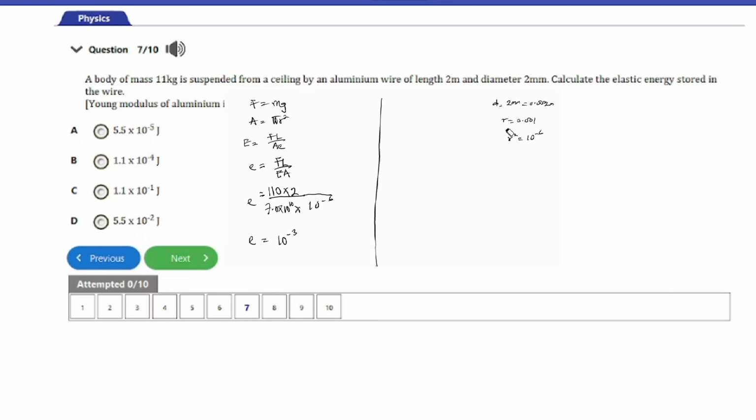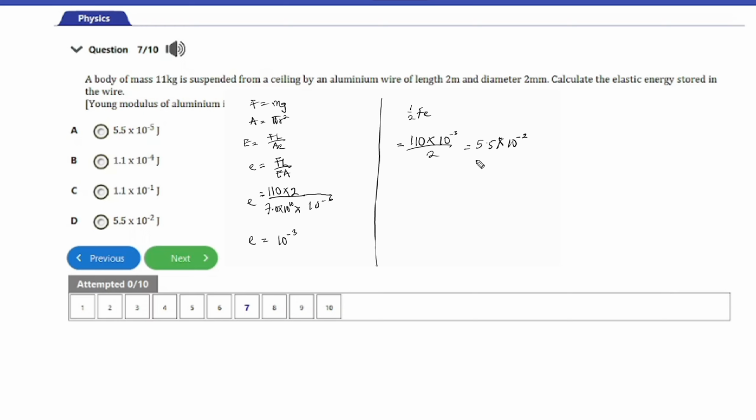In that case, since the elastic energy stored in the wire can be calculated as half Fe, we're going to have half Fe, where F is the force here, which is 11 kg times 10 meter per second squared. That's 110 newtons. So the force here, 110 times the e, 10 to the power of negative 3, then over 2. That will give us 5.5 times 10 to the power of negative 2, and that's option D here.